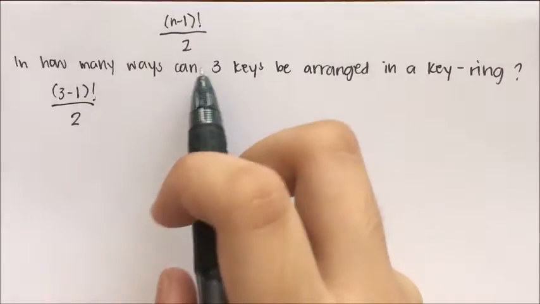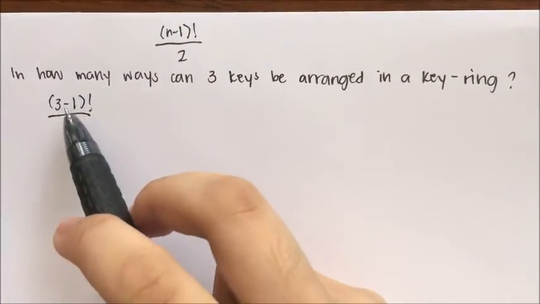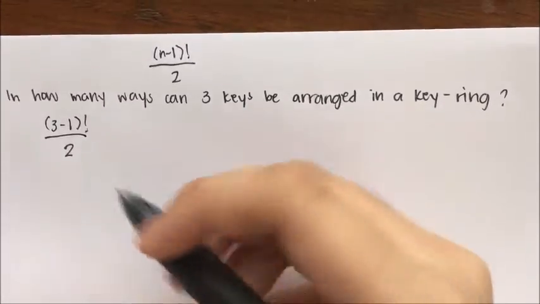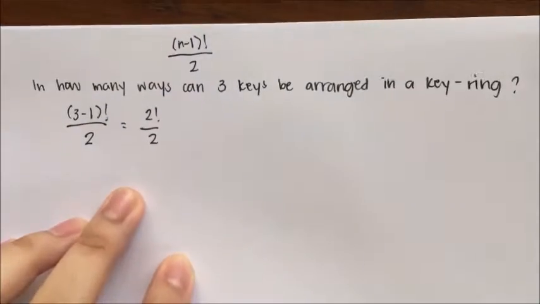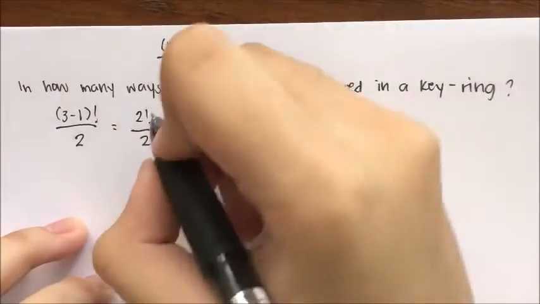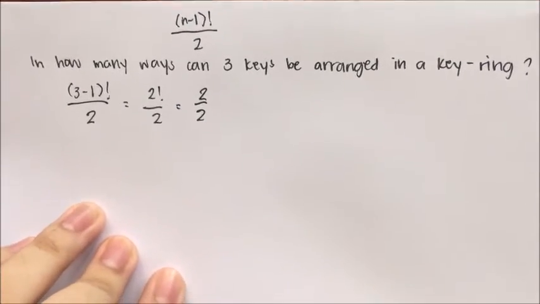So n is equal to 3, so 3 minus 1 factorial over 2. So we will have 2 factorial over 2. And then 2 over 2, which is equal to 1. And now, we're down to our last formula.